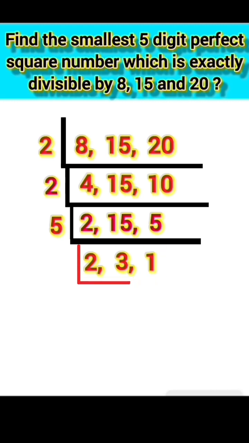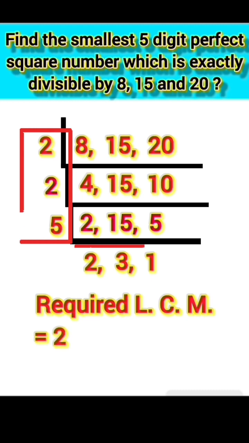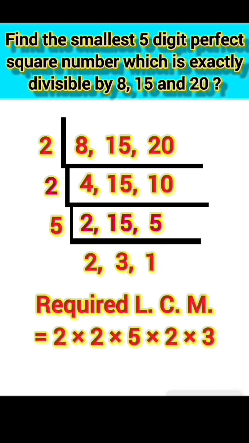All are prime numbers. So our LCM is the product of the prime numbers, that is column-wise and row-wise numbers. That is LCM equals 2 into 2 into 5 into 2 into 3. Now let us multiply these numbers, that is 2 into 2 is 4, 4 into 5 is 20, 20 into 2 is 40, 40 into 3 is 120. So 120 is our LCM. Am I clear?